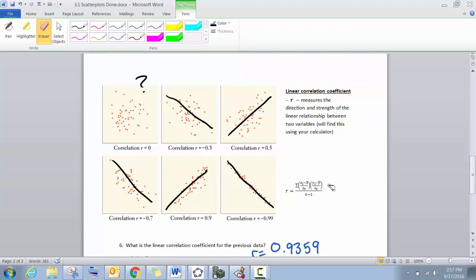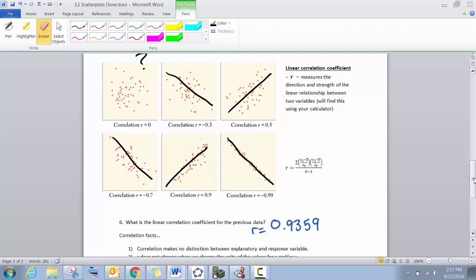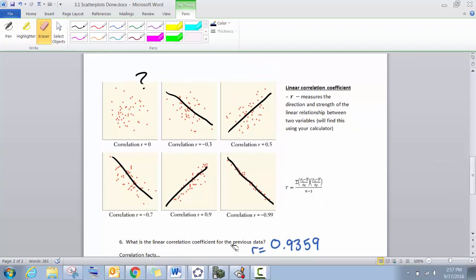So here's our formula. The sigma of x, all the x's minus the mean divided by standard deviation. Same for the y's, and then divided by n minus 1. That's like finding z-scores. It's kind of standardizing. We're trying to see how far away our points are from this line, or from each other, is what it's doing. Now, to find the linear correlation coefficient of data, we use our calculators.